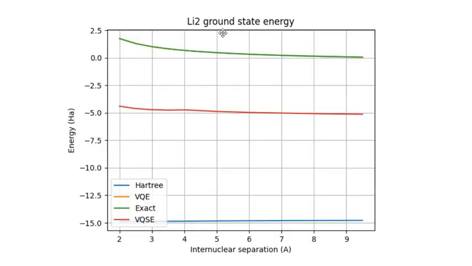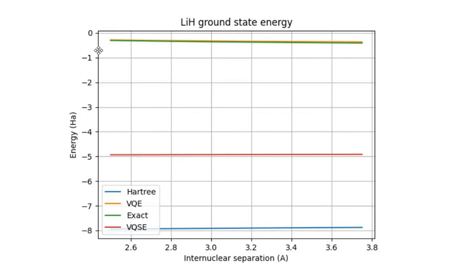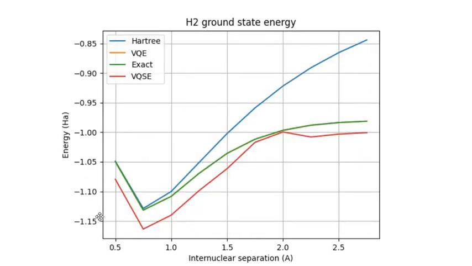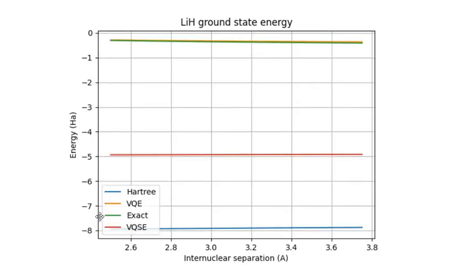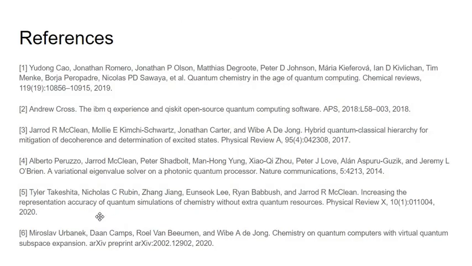For the Li2 ground state energy, in which we used 2 core orbitals, we obtained these results, and finally for the LiH ground state energy, we also obtained these results. We also performed experiments with Li2, but the addition of core orbitals confused our results, as well as with the LiH molecule. These are our references.